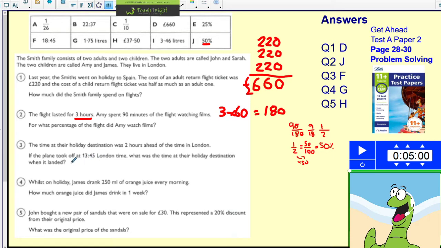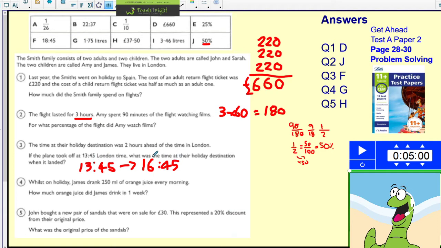So first off, when it took off at 13:45, the first thing we have to do is the flight, and the flight lasted for 3 hours. So if we just add on 3 to the hours, we're going to say that the plane is landing at 16:45, which of course we know is 4:45. But now this is the time that they've landed in London time.